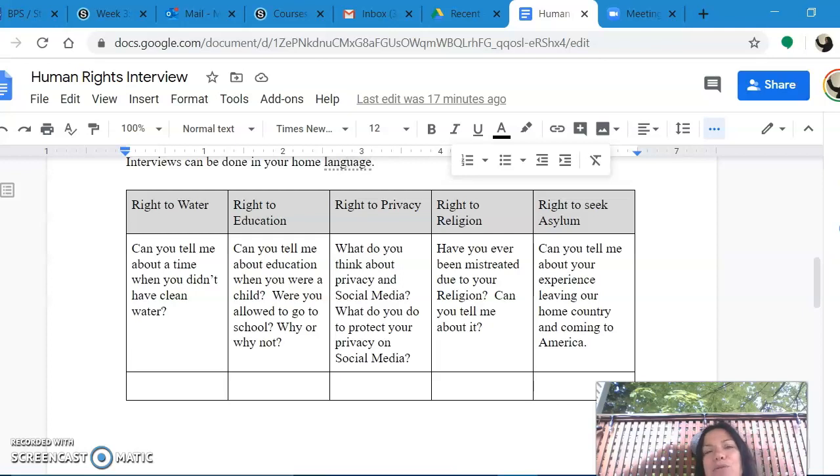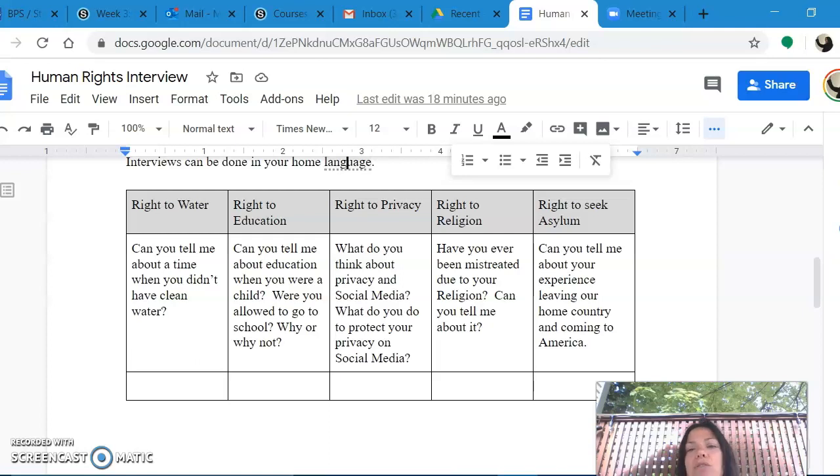Right to privacy. You might want to ask an older brother or sister or family member, how do they protect themselves on social media? Is privacy important to them? Or you might be interested in the right to religion. So you might want to ask your family, have they ever been mistreated due to their religion? What happened? What did they do about it? Again, these can be some really difficult conversations, but really important because we need to know how to protect ourselves and to fight for our rights when people are trying to take them away or violate them.